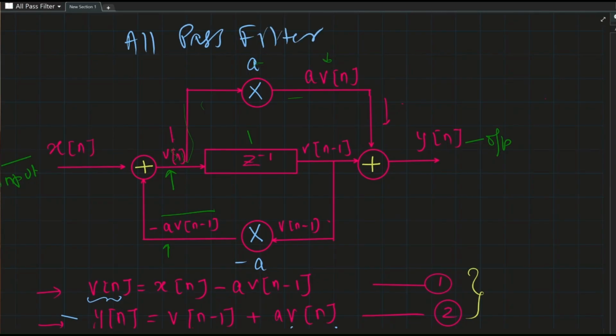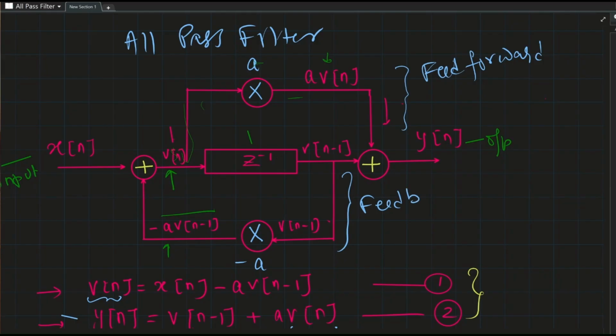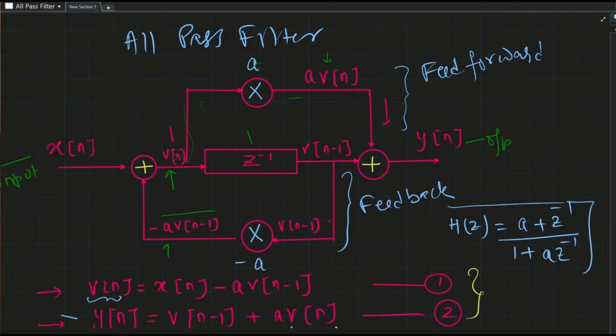And this section on top is called feed forward, and this is called feedback. And this eventually implements the transfer function equal to a plus z inverse over 1 plus a z inverse, which is what we are looking for as far as the transfer function of the all pass filter is concerned. So just remember this filter structure is very important, and this is what we are going to implement in digital code in Python.